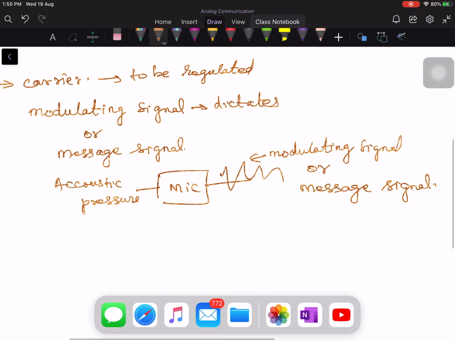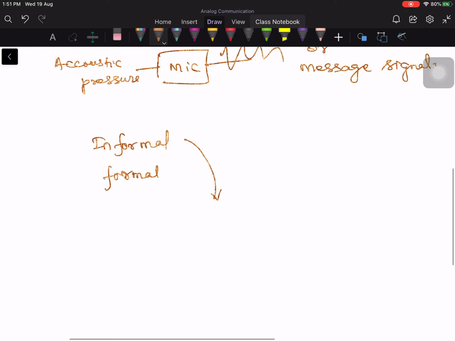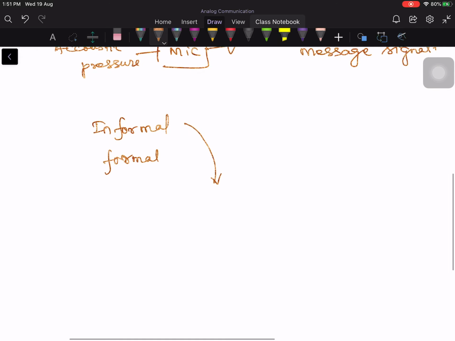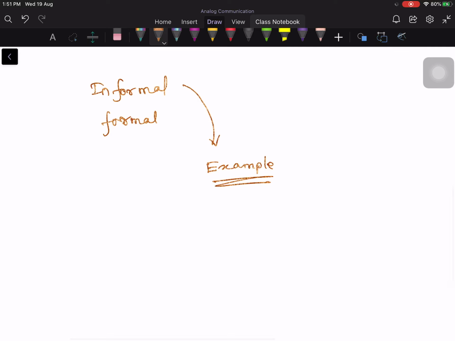Okay, so one can understand the need for modulation in two ways. One is the informal way and the other is the formal way. Let us understand the informal way and then we'll come back to the formal way. It's very easy to understand through an example. If you want to understand any new concept, it's better to try to understand through an example. That is much easier. So in order to better understand the need for modulation, consider the example.